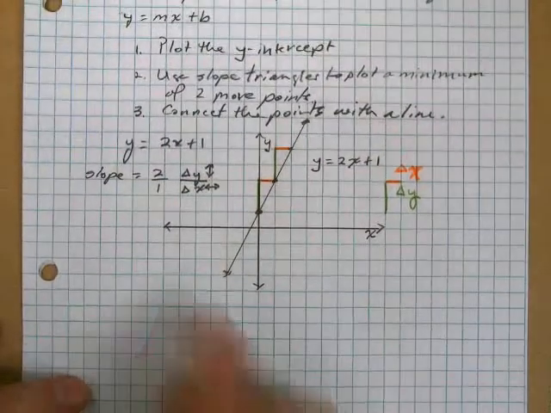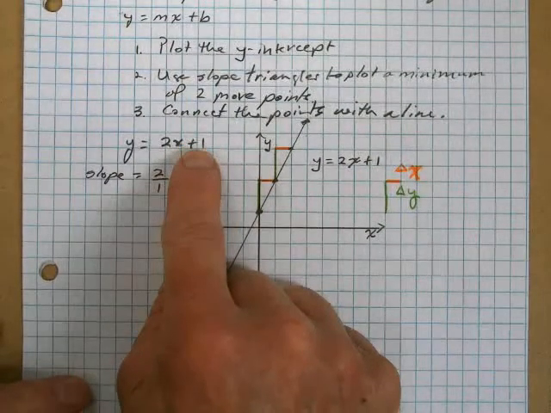Now we've graphed the line y equals 2x plus 1.